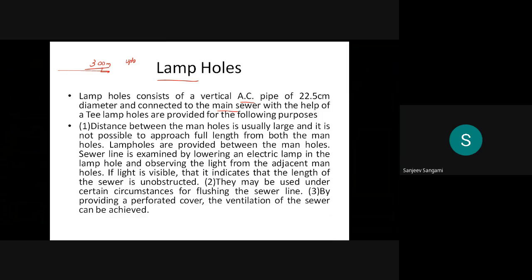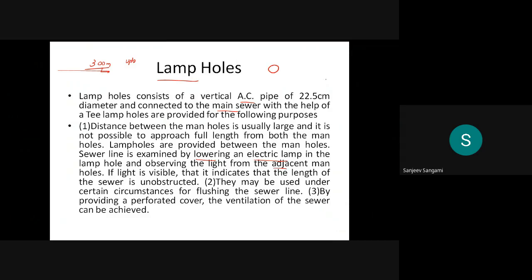Lamp holes are provided between the manholes. The sewer line is examined by lowering an electric lamp in the lamp hole and observing the light from the adjacent manholes. So it's very easy.